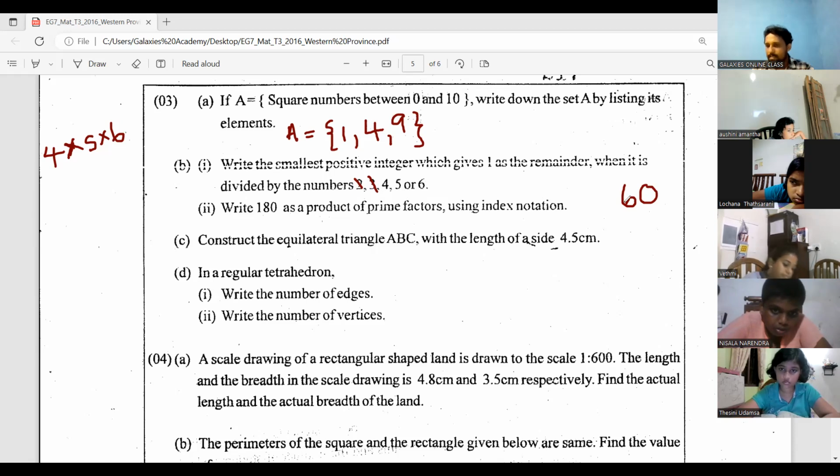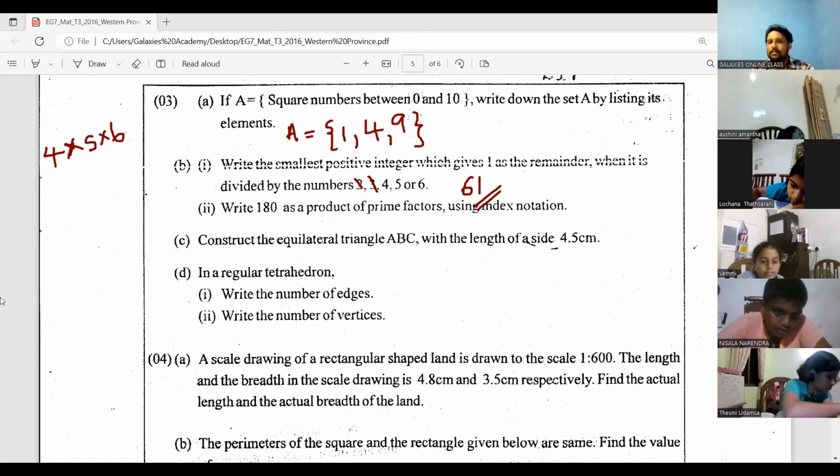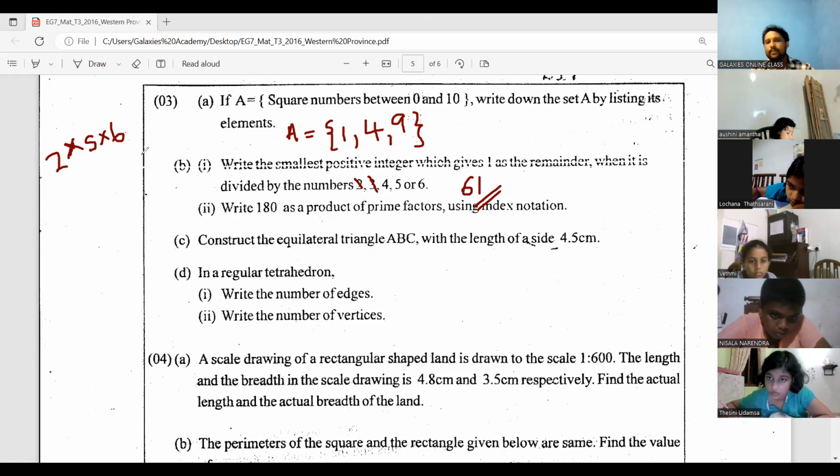Divisible by 6. So this 60 is divisible by all of them. But what we want is not that it divides, but that it leaves a remainder of one when divided. So what is the number? 61. Right? So your answer should be 61. Using this method, you can get the answer.